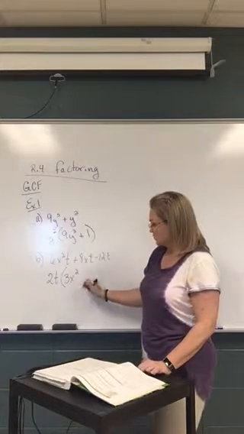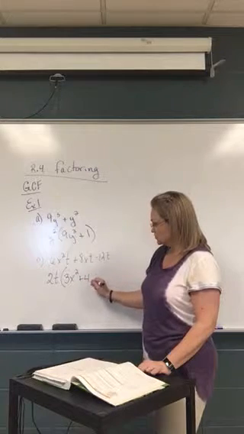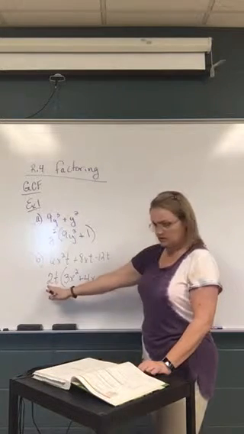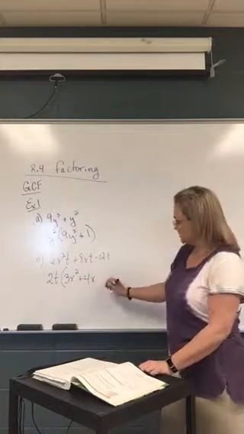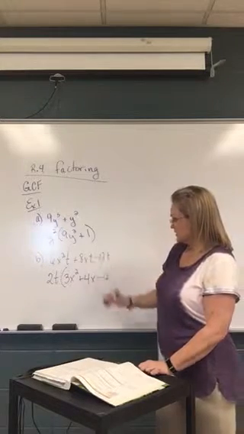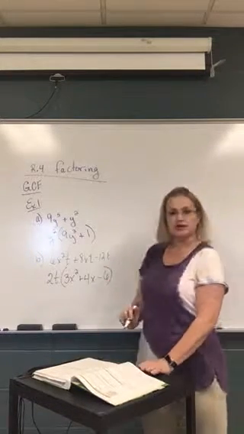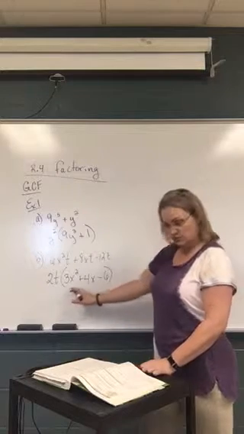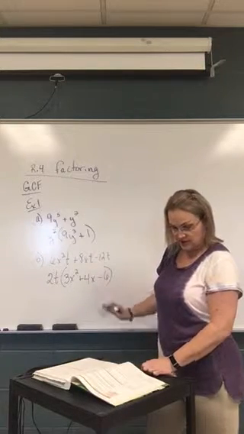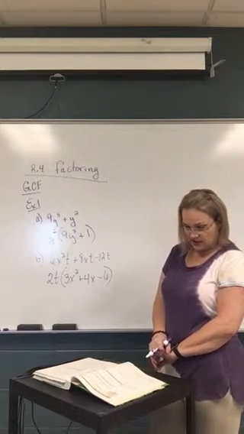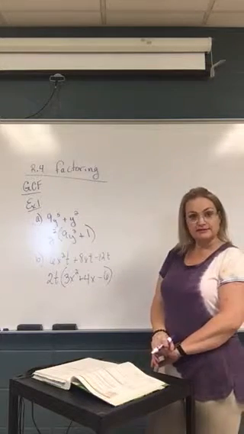Then 2t times what to get the next middle term? And then 2t times what? You need a minus 6 to get the right sign here, and the t is already there. And then sometimes this will factor further, so that's the next thing we're going to talk about, but not yet.